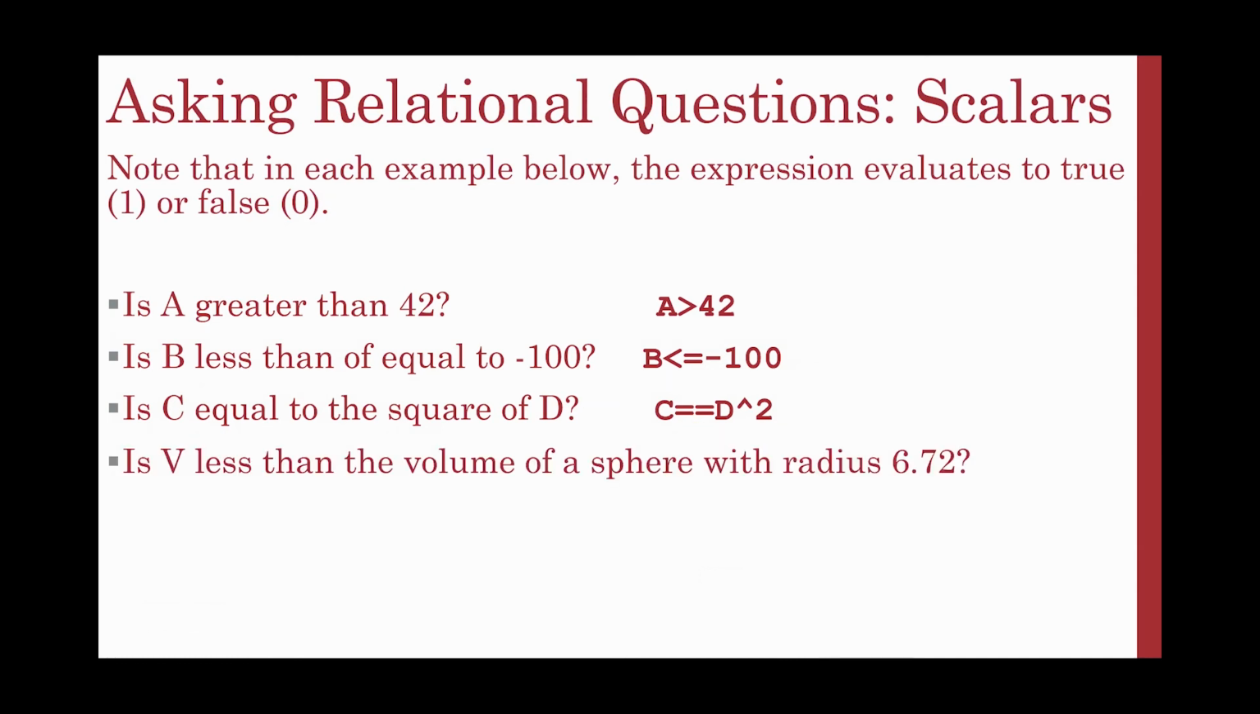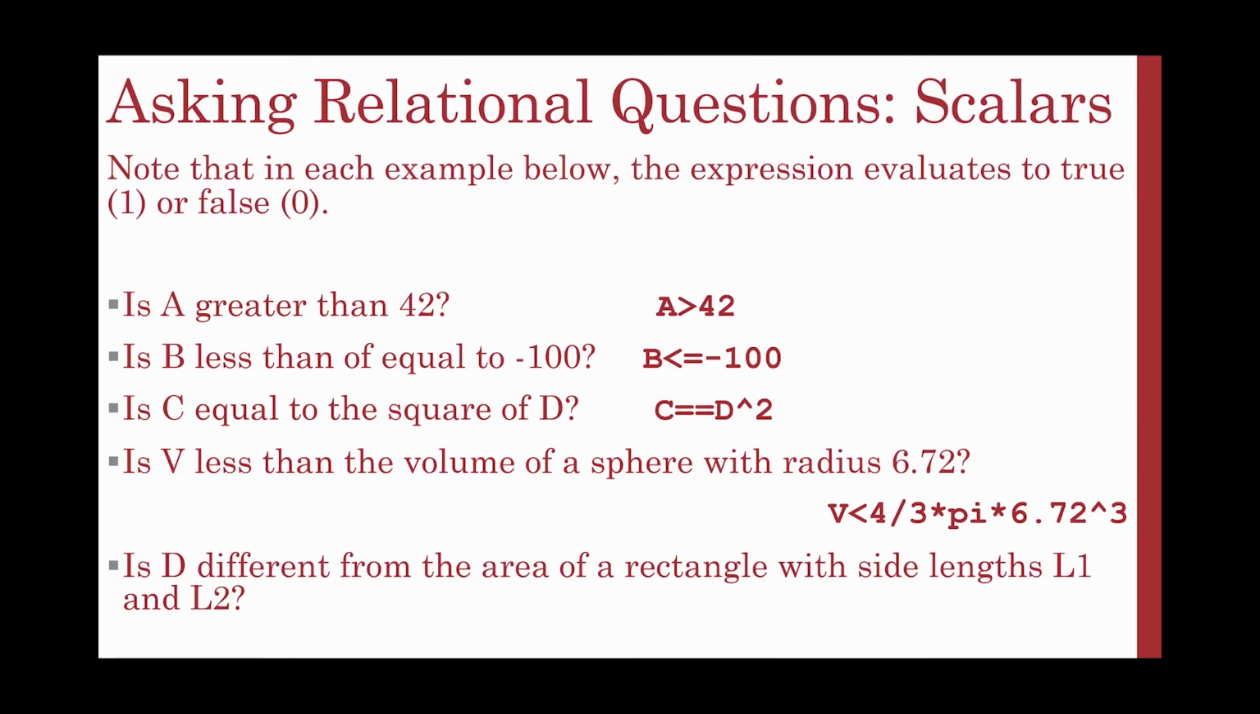Is V less than the volume of a sphere with a radius of 6.72? I want to say is V less than 4/3 pi times 6.72 cubed. So you can put equations on either side. I can say is D different from the area of a rectangle with the sides of L1 and L2? So I can say is D not equal to L1 times L2 to get the area of that rectangle. So this is how logic works with scalars. It's fairly straightforward in how you would expect it to behave.